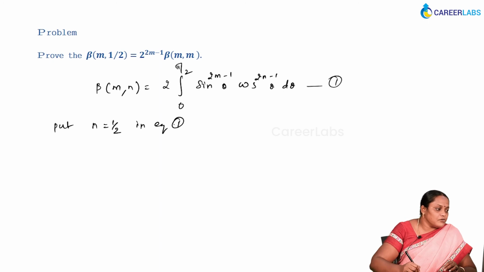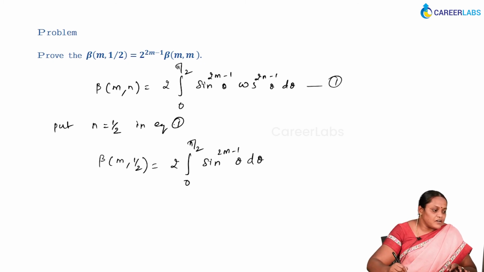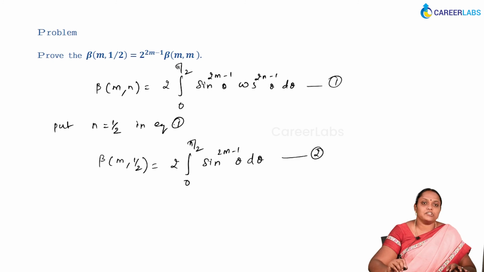By doing so, we will get the value of beta of m comma half as 2 times integral 0 to pi by 2 sine to the power 2m minus 1 theta. What will happen to this term? When you replace n by half, 1 minus 1 will become 0, cos power 0 will become 1. So this term is going to become 1, and this is simply d theta. Let us mark this as equation number 2.